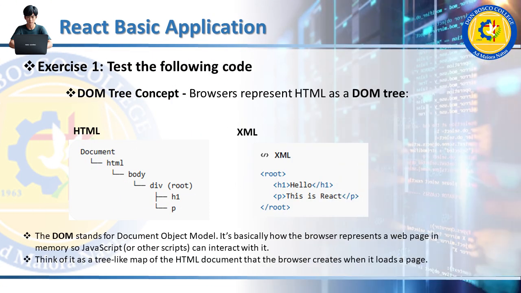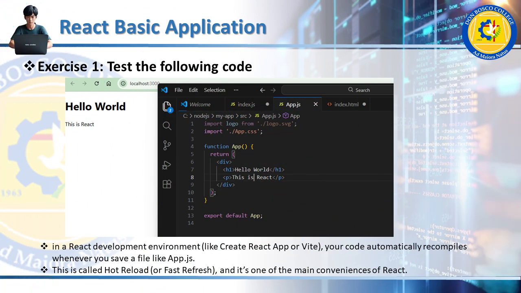DOM tree concept. Browsers represent HTML as a DOM tree. DOM stands for Document Object Model. It is how the browser represents a web page in memory so that JavaScript or other scripts can interact with it. Think of it as a tree-like structure of the HTML document that the browser creates when it loads a page. In a React development environment, such as Create React App or Vite, your code automatically recompiles whenever you save a file like App.js. This feature is called hot reload or fast refresh, and it is one of the main conveniences of working with React.